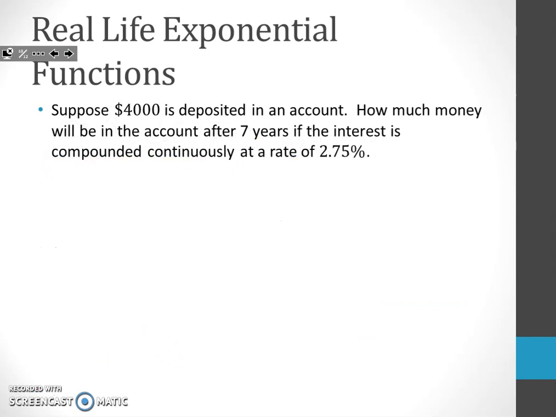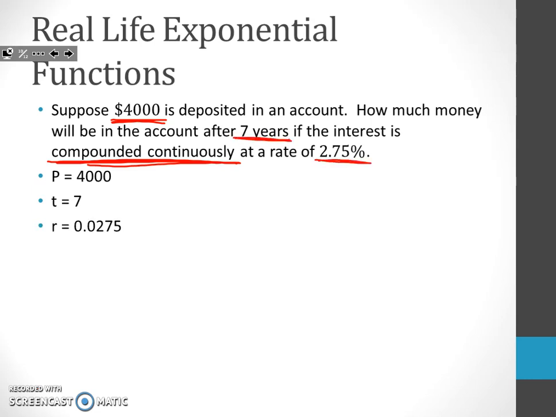Look at another problem. This one says, suppose $4,000 is deposited in an account. How much money will be in the account after 7 years if the interest is compounded continuously? Compounded continuously. Okay, that tells us we're going to need to use the formula that involves e. So I'm still going to have my P as 4,000, my T is still 7 years, and my interest rate is still the same.